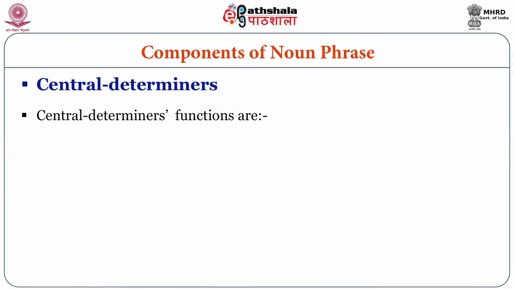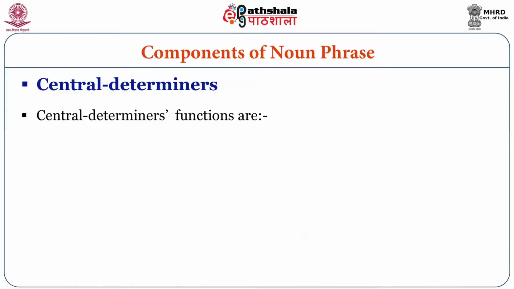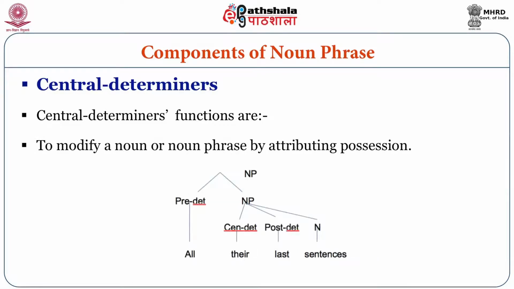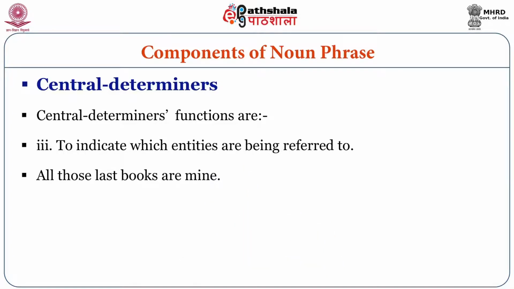Central determiner functions. They give information about definiteness and indefiniteness of the noun or noun phrase, as is clear from this tree diagram. They modify a noun or noun phrase by attributing possession also, like their. They also indicate which entities are being referred to. All those last books are mine. So those is the determiner's function, and it shows that clearly.